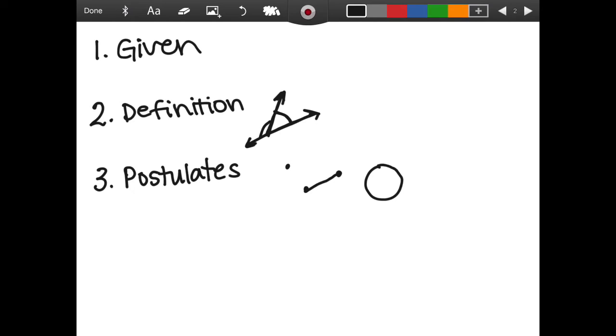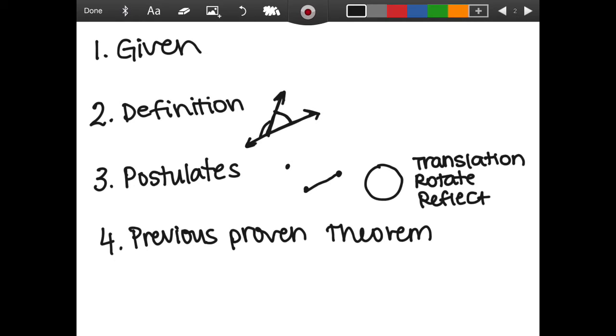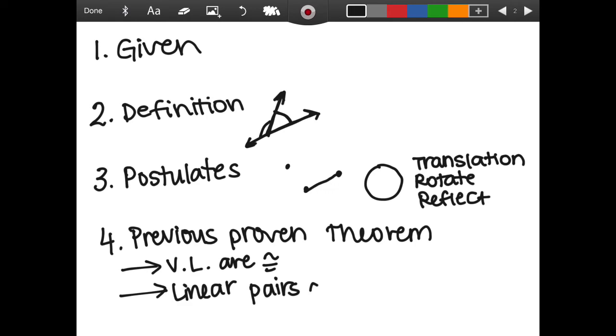Just things like that. Euclid says something else about a circle, but we are also allowed to use things like translation, reflection, and rotation. So these are also allowed to be postulates. There's a couple of others we're going to talk about later, like the angle addition postulate, but those are important to remember. The 4th thing we can use is previously proven proofs or theorems. This includes vertical angles are congruent. Linear pairs are supplementary. That is a different theorem that we are allowed to use now that we already have proven it and used it.